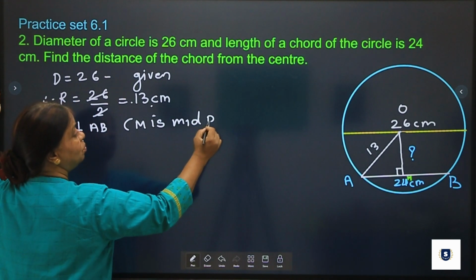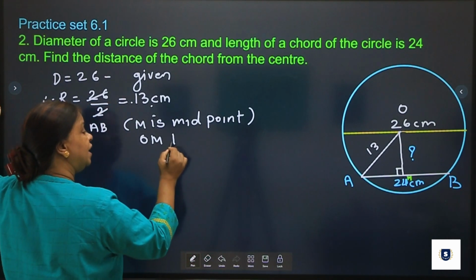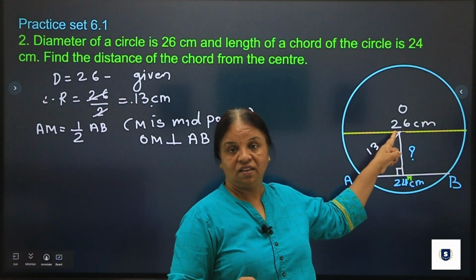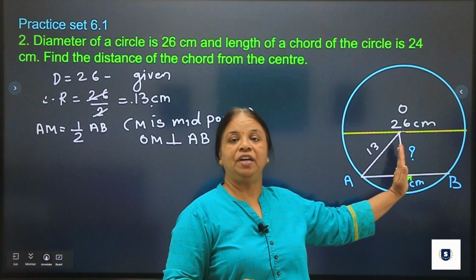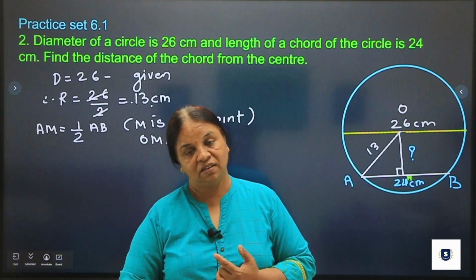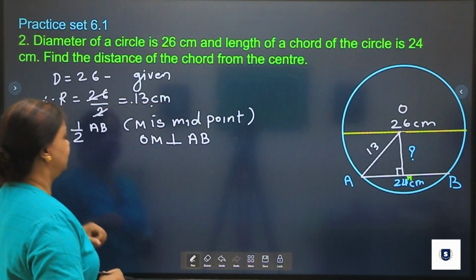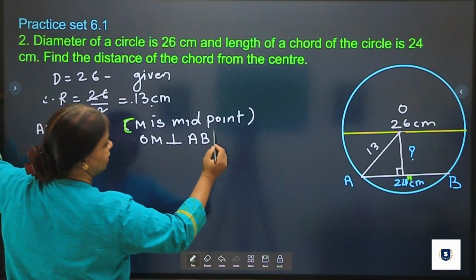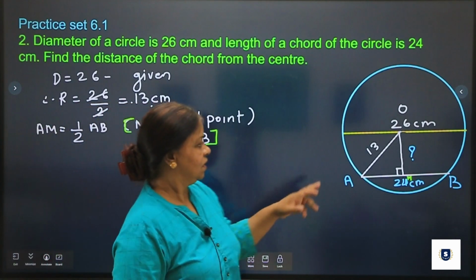And why is M the midpoint? Because OM is perpendicular to AB. If a line joins the center and the midpoint, then that line is perpendicular. And if a line is perpendicular, then that will bisect the chord. These two theorems we have done in the second and third videos. Okay, children? If you have any doubt in these two theorems, you can watch the second video and third video, and you will clear every doubt.